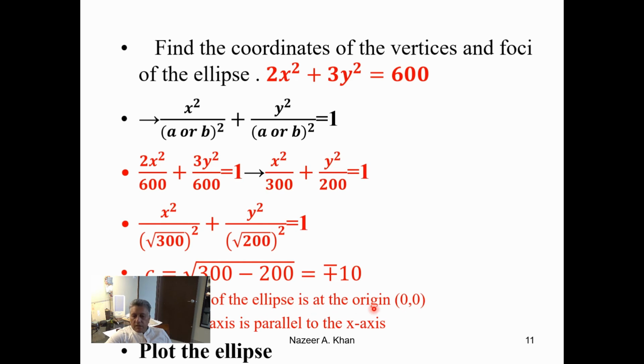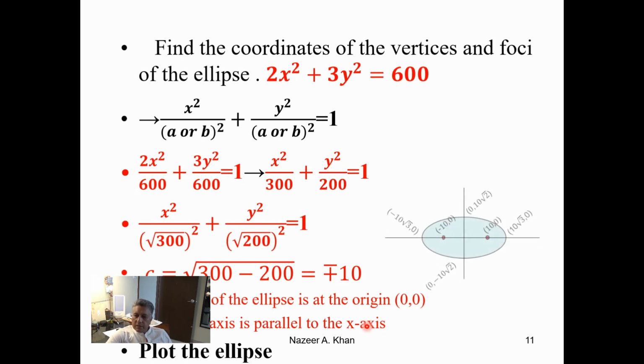The center of the ellipse is at the origin, we know that. The major axis is parallel to the x-axis. How do we know that the major axis is parallel to the x-axis? It is because of the value of a, right? When we look at these two, we see that this is 300, which could be written as 10 root of 3, and this could be written as 10 root of 2, right? So we see that the larger number is on the x, so then the major axis is parallel to the x-axis, or on top of the x-axis in math speak.